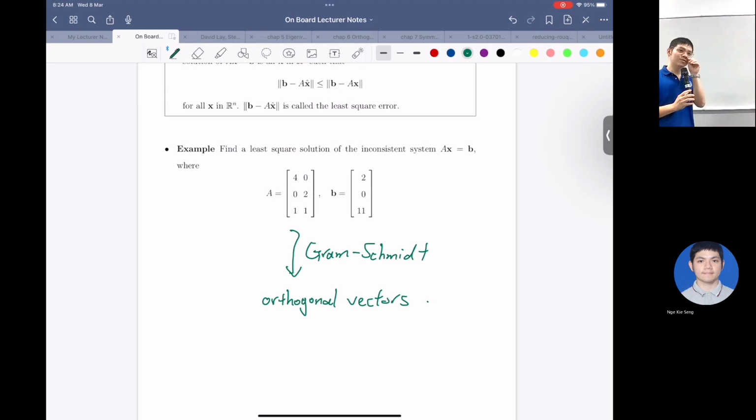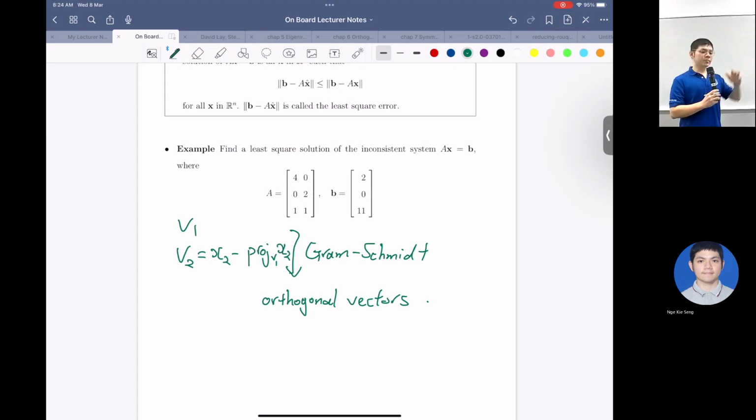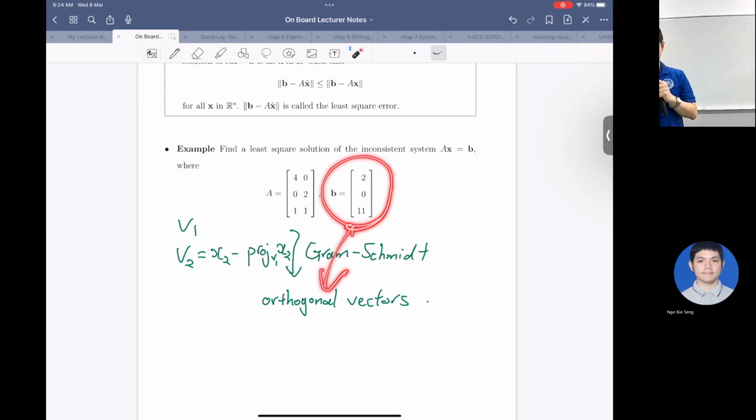So how to do Gram-Schmidt? Today we won't do it yet. First, you can try at home, and if you have problems, then tomorrow we can discuss again. So how to do Gram-Schmidt? You fix the first vector first, and then you project the second vector onto V1, and then take the difference. You project down and then take the difference, and it becomes orthogonal. Then you can do the projection of y onto the orthogonal vectors.